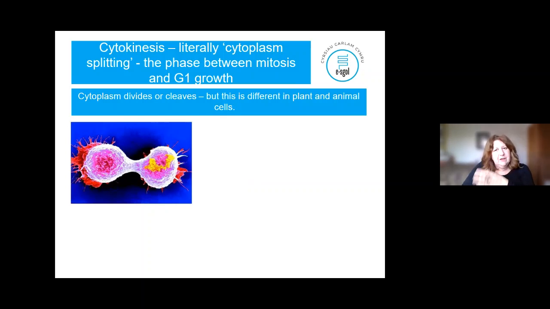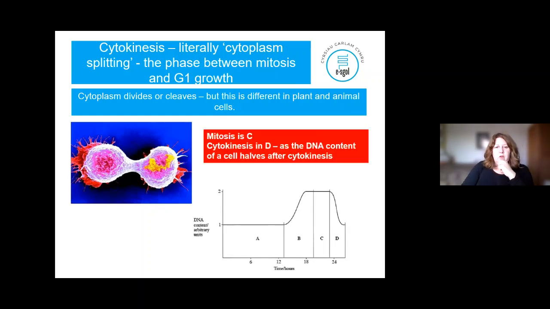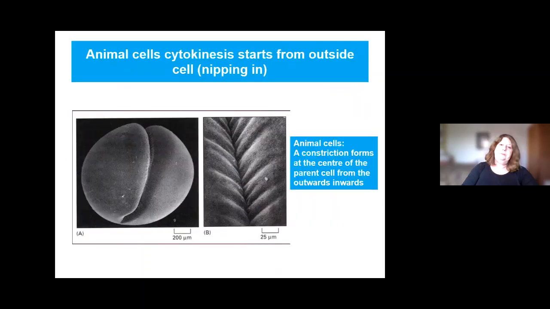Okay, now it's different in plant and animal cells though, and this is something worth remembering. We discussed earlier, you've seen that graph, that mitosis is C, so during mitosis we've still got our double DNA in each cell, and in cytokinesis, in D there, the DNA content halves, because half goes to one daughter cell and half goes to the other.